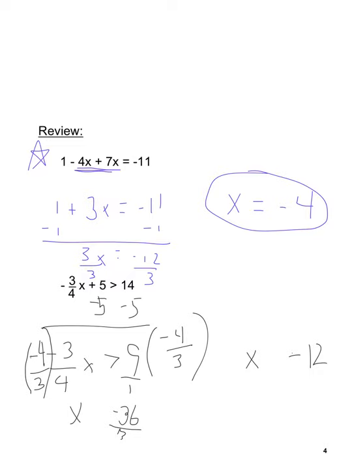But one other thing that we have to think about, we multiplied by a negative. And when you multiply or divide by a negative, it changes that sign. So instead of being greater than, it's now a less than. So this is x less than -12.